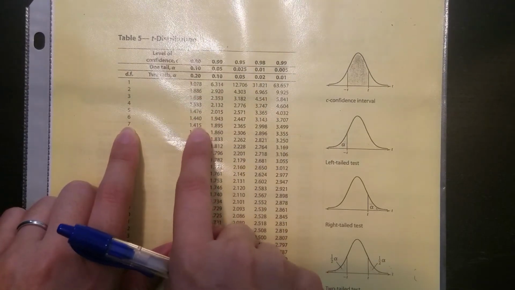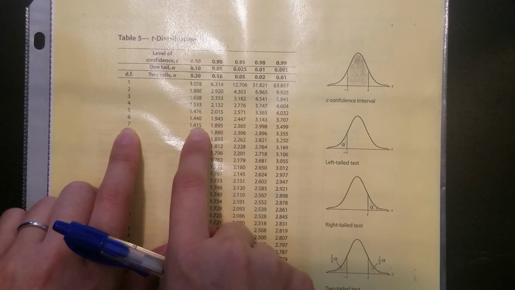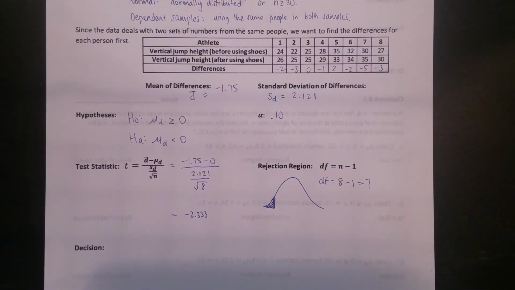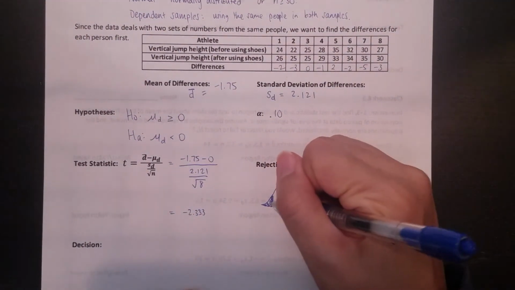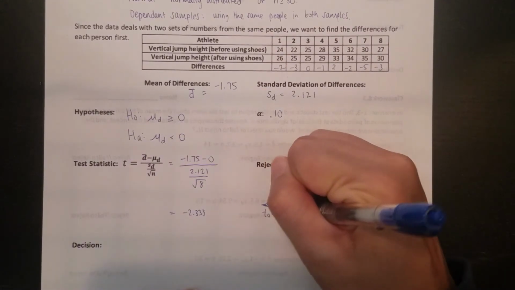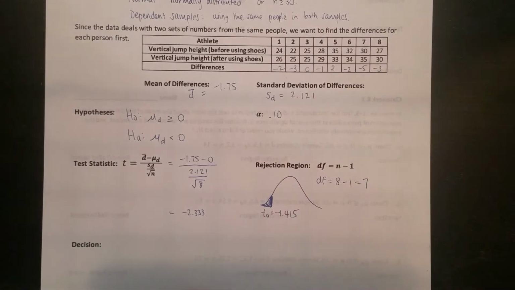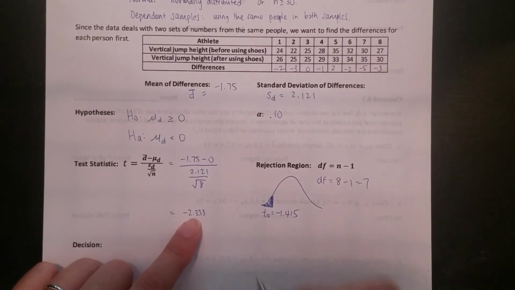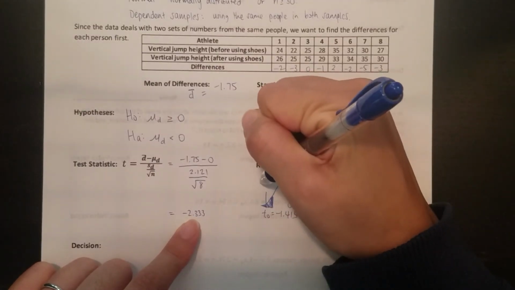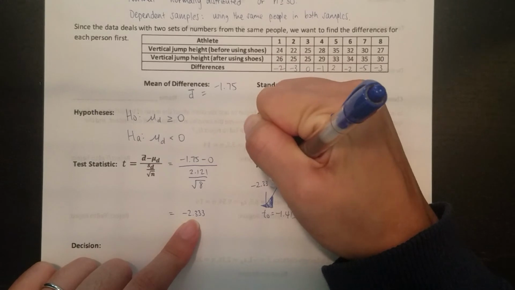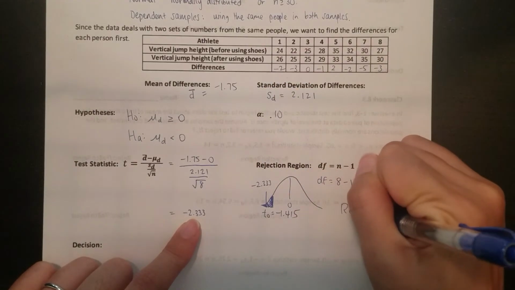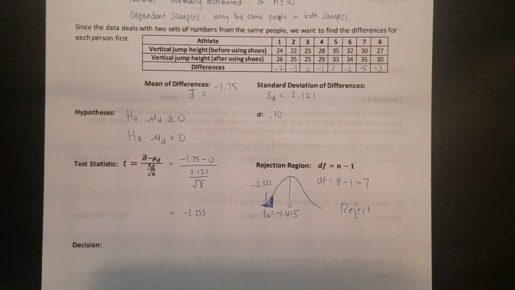Going down, we see that the number is going to be 1.415. Okay, 1.415 is a positive number, but because we're on the left side, we're going to end up being negative. Remember, you have to change it to negative yourself. Our test statistic was negative 2.333. If 0 is in the middle, 2.333 would be somewhere in that shaded region. So that would mean we would reject.